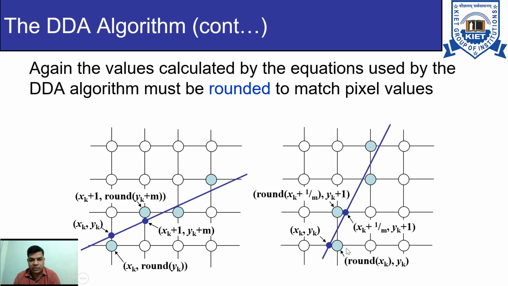In the other case, the line has a slope more than 1. Here we are incrementing the value of y and approximating the value of x by adding the inverse of the slope. Again, the values calculated by the equations used by the DDA algorithm must be rounded to match pixel values, and whatever values come after approximation, we have to round those values. So again, in the DDA algorithm, we are also using the concept of rounding.